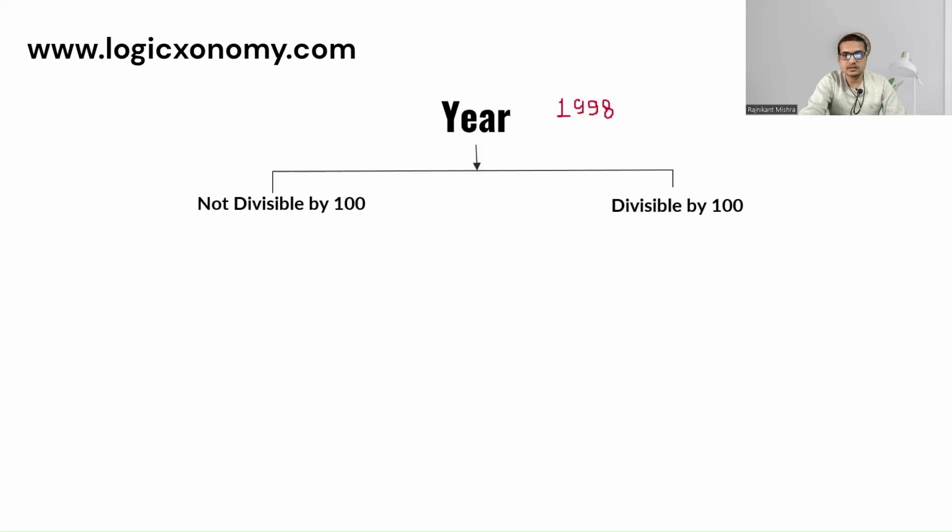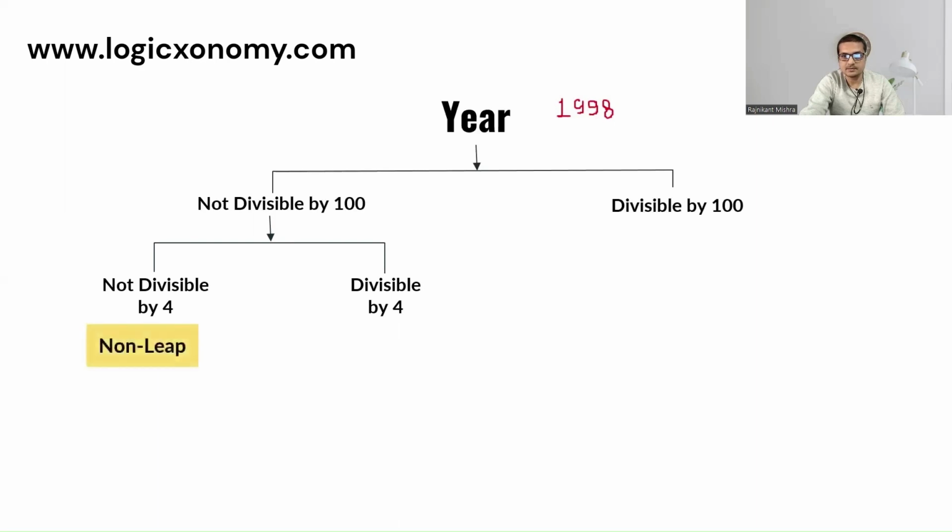In case the year is not divisible by 100, then we will check either this year is divisible by 4 or not divisible by 4. In case this year is not divisible by 4, then this year is a non-leap year. If this number is divisible by 4, this year is a leap year. In a non-leap year, February has 28 days. And in case of a leap year, February has 29 days.